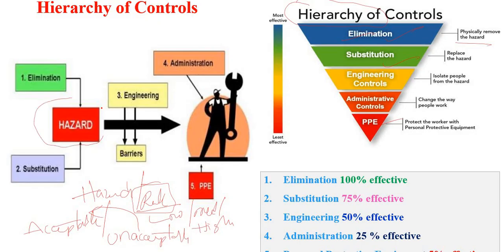If you see this hazard, maybe you can say an unguarded machine. In an unguarded machine, first of all, we do elimination, which means we will remove the hazard, like removing the equipment. Then substitution: instead of that equipment, we replace it with some other equipment which has a lower risk level.